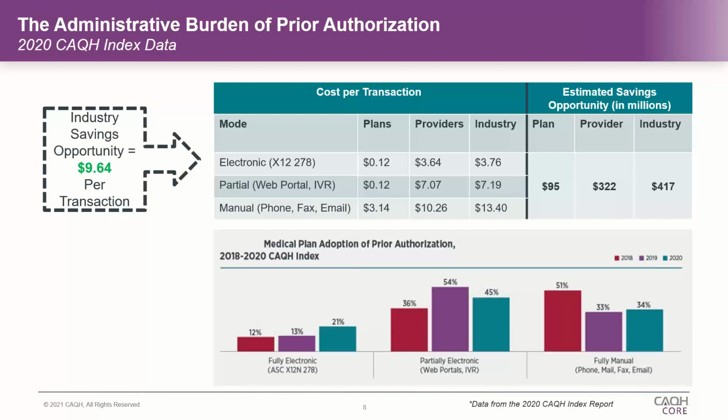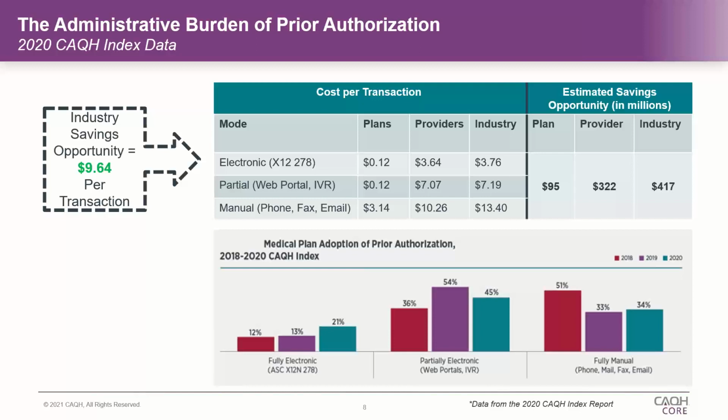And while the adoption of the electronic standard is steadily increasing, so you'll see over the last 3 years, there's been a slight uptick in the adoption rate. Those are the bars on the bottom. Still, we need to do more to foster and encourage the use of the electronic standard in workflows. And by doing so, this could help reduce the administrative burden so that the industry, particularly the plans and providers, can focus more on delivering patient care.